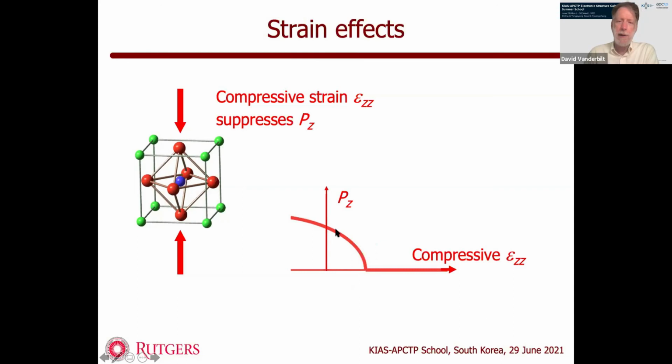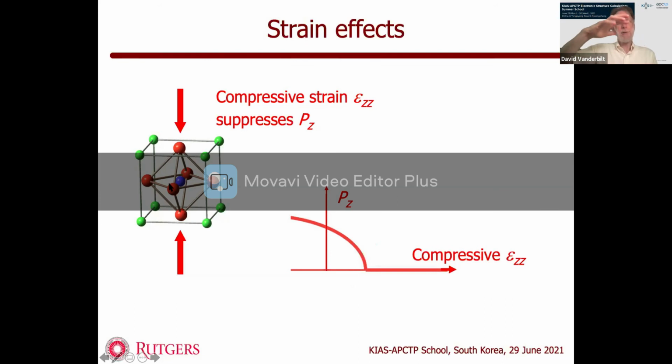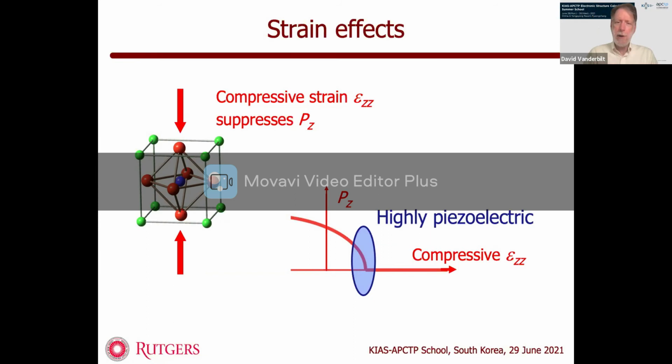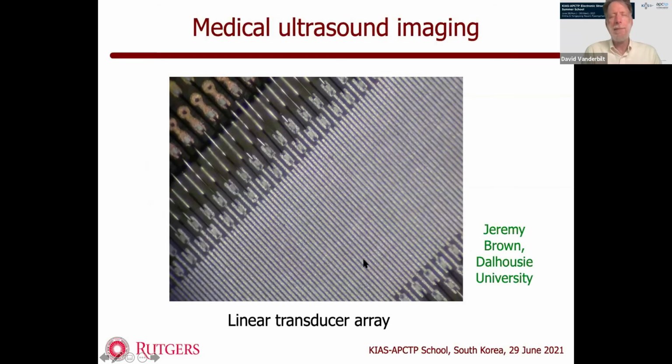But it turns out that if you apply pressure, a pressure that's enough to shrink the lattice constant by 1% is more than enough to put you past this phase transition where the titanium atom prefers to stay in the center. So there's a region just before you get the titanium atom in its equilibrium position where the slope of this curve, the strain derivative of the polarization, is very large.